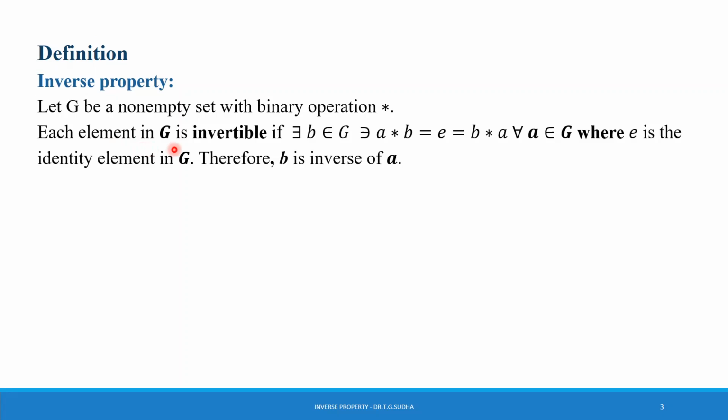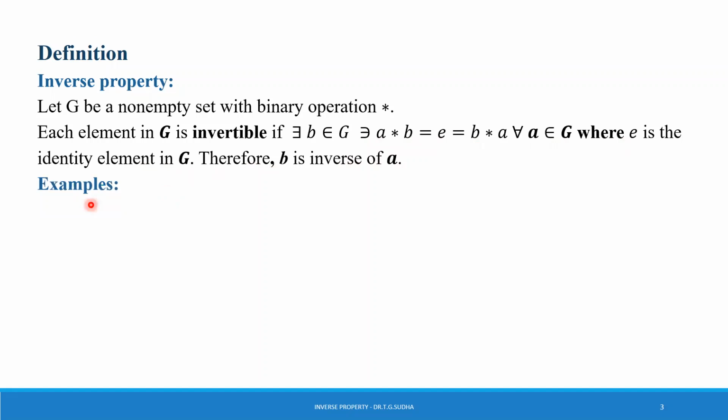Each element in G is invertible if there exists b belongs to G such that a star b is equal to e equal to b star a for all a belonging to G, where e is the identity element in G. Therefore, b is the inverse of a.